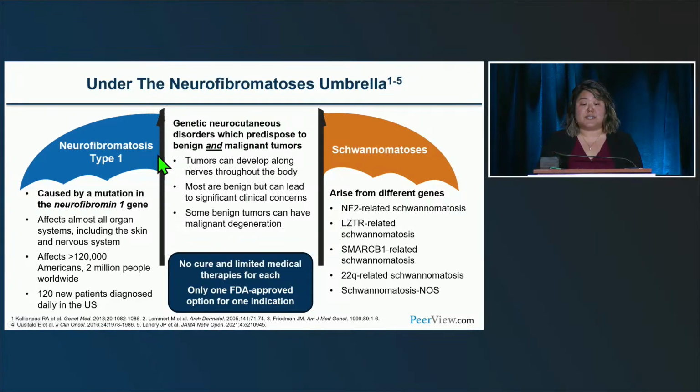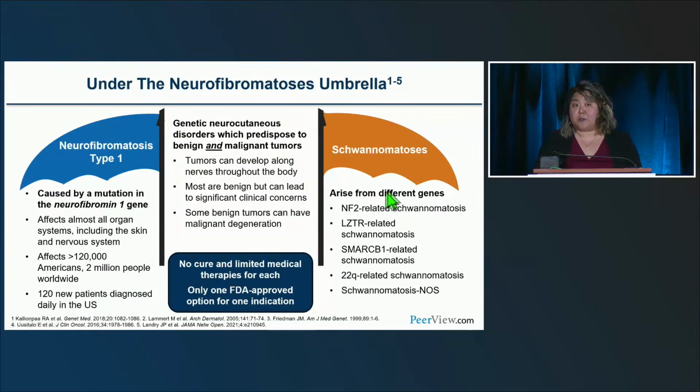The most common type of neurofibromatosis that we'll be spending the majority of our time talking about is neurofibromatosis type 1, or NF1. This is caused by a mutation in the neurofibromin 1 gene. It can affect multiple different systems from head to toe, and it's actually very common, affecting more than 120,000 Americans, 2 million people worldwide. Every day, 120 new patients are diagnosed just in the US with NF1.